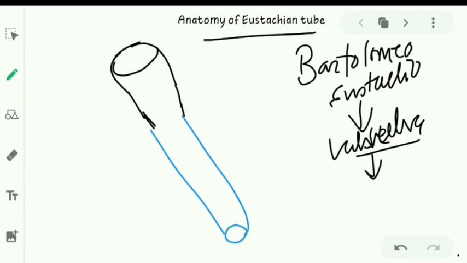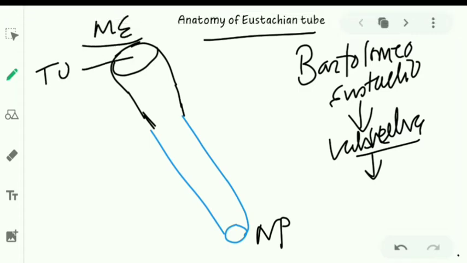The auditory tube connects the nasopharynx with the middle ear. The middle ear orifice is called the tympanic orifice. The nasopharyngeal opening is called the nasopharyngeal orifice.